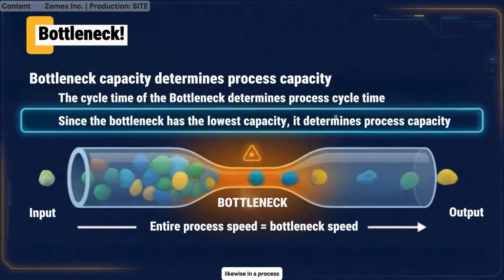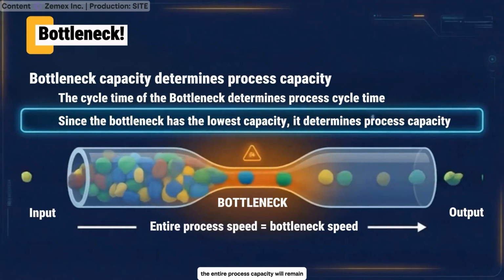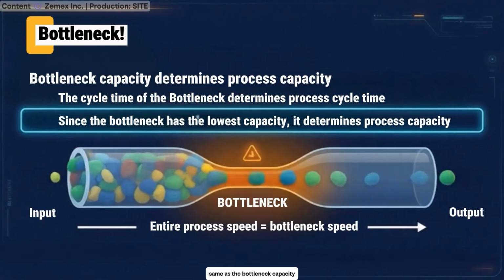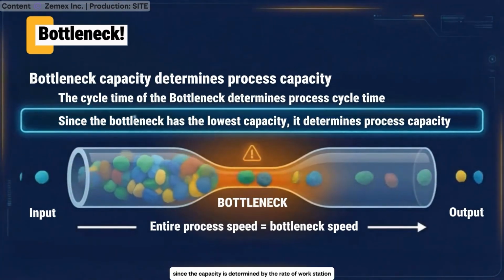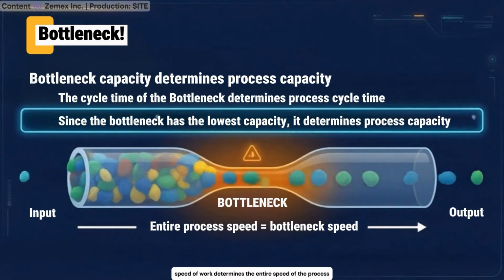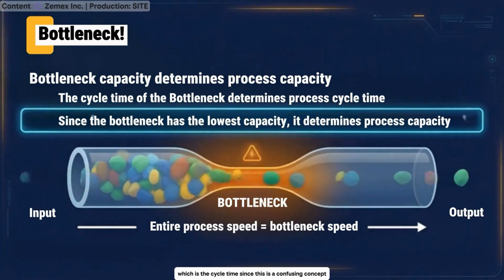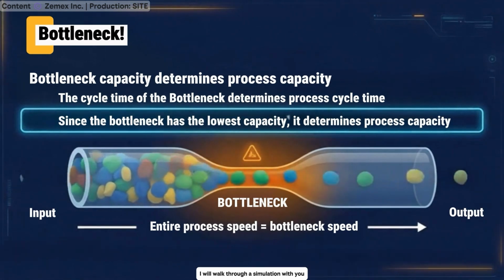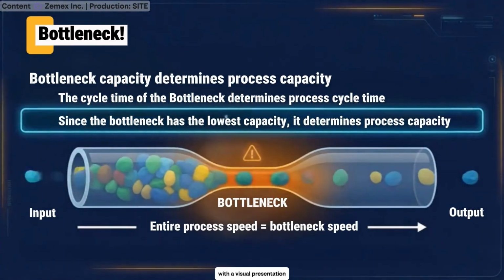Likewise, in a process, if there is a bottleneck which has the lowest capacity, the entire process capacity will remain the same as the bottleneck capacity. Since the capacity is determined by the rate of the workstation, the bottleneck speed of work determines the entire speed of the process, which is the cycle time. Since this is a confusing concept, I will walk through a simulation with you to better explain these concepts with a visual presentation.